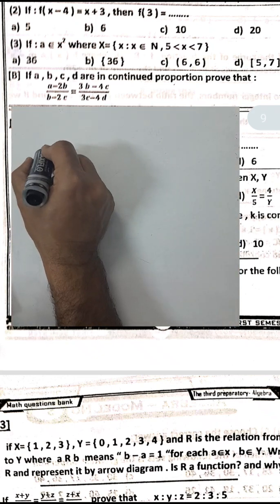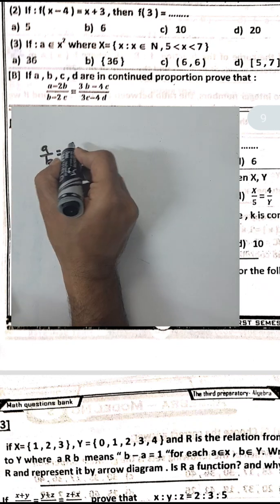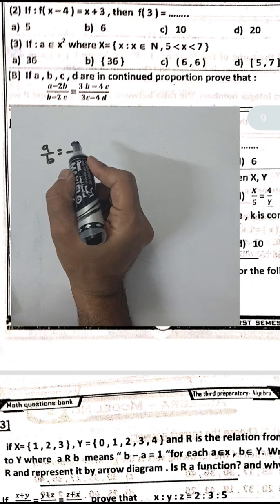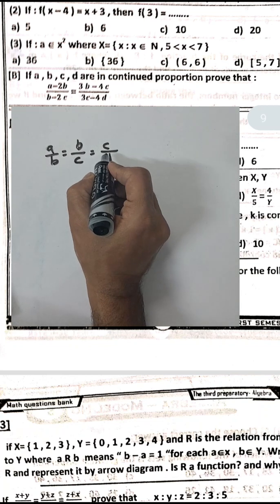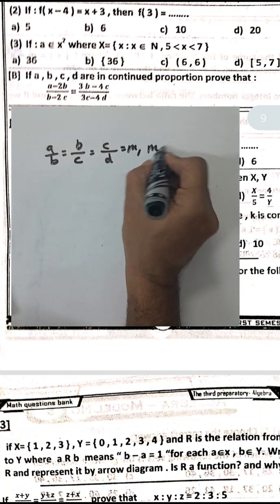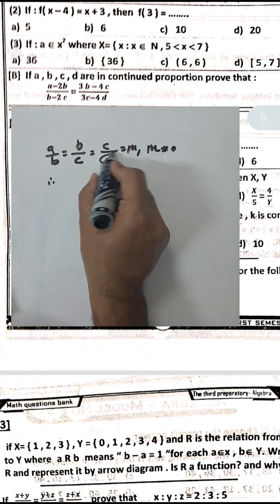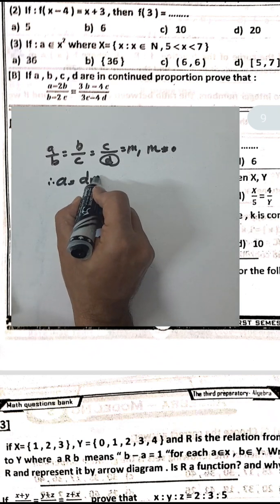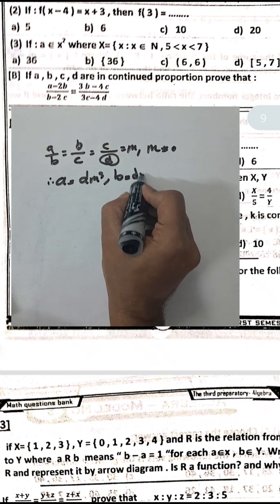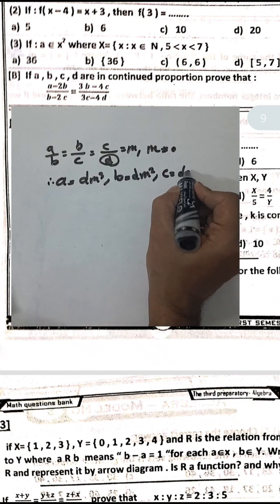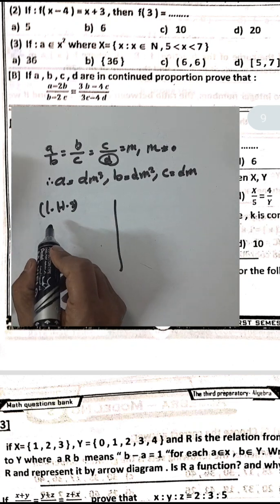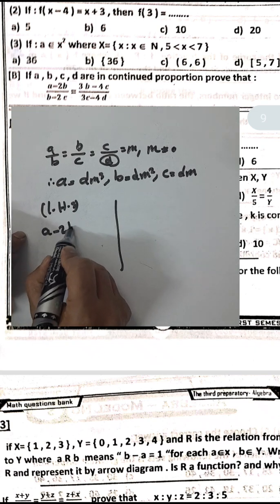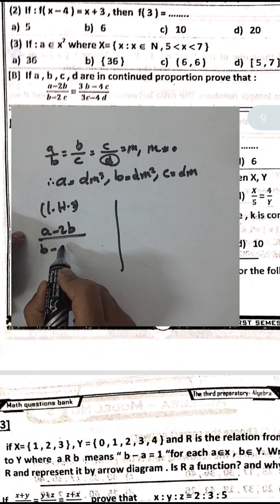Question letter B: prove that the left hand side equals the right hand side, if A, B, C and D are in continuous proportion. We have here a over b equals b over c equals c over d equals m, and m not equal 0. Then we can write a equals d m power 3, b equals d m power 2 and c equals d m. Then for the left hand side we can find a subtract 2b over b subtract 2c.